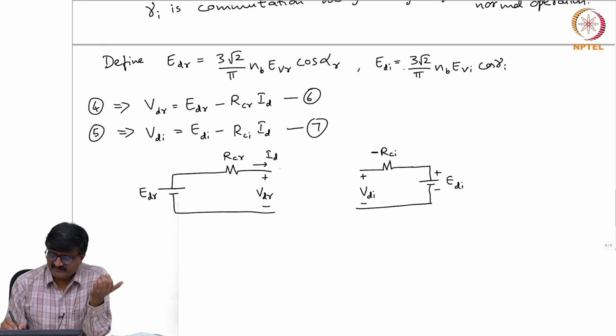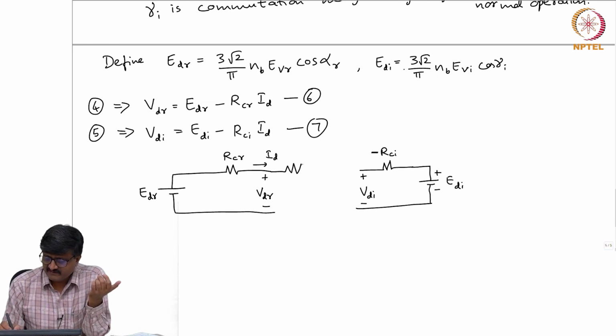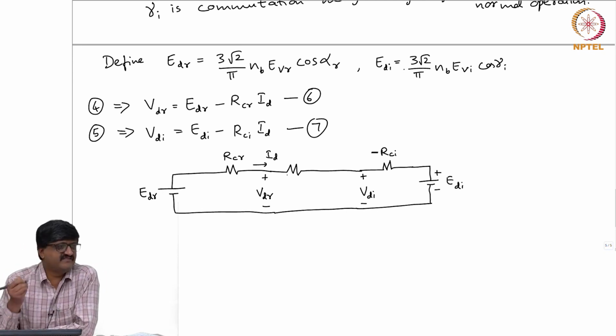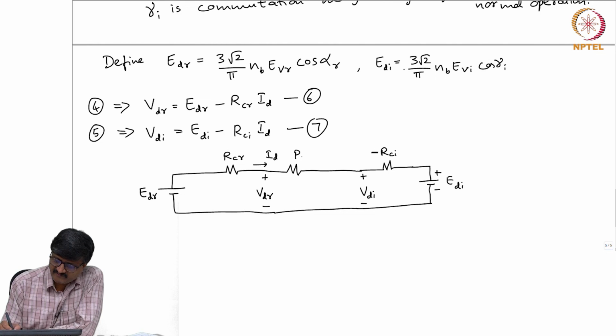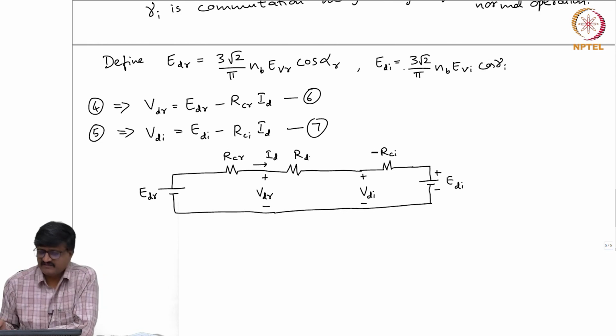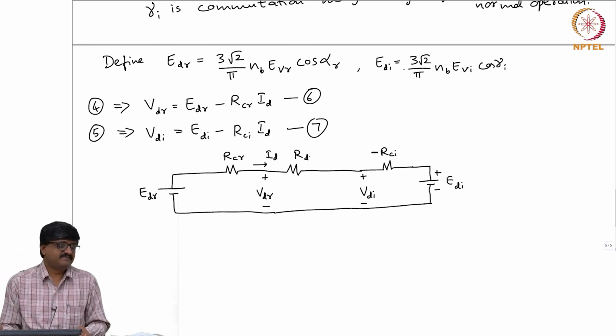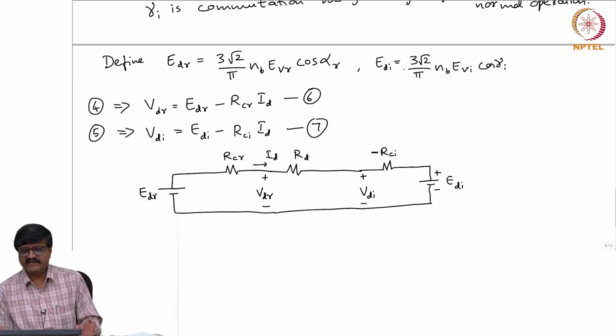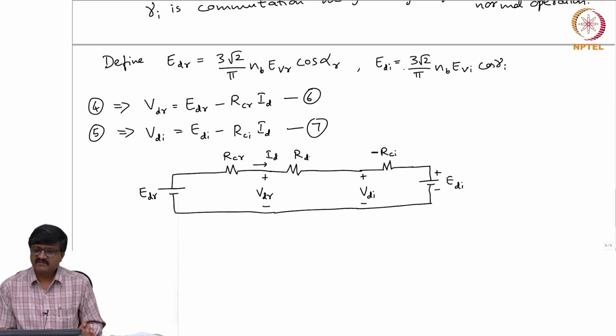Whether there is a transmission line or not, we can represent the equipment between these two by a resistance. If there is no transmission line, this resistance is 0, that is all. I will use the notation RD for this resistance. So, this is the equivalent circuit corresponding to equations 6 and 7, after taking into account that a transmission line between the rectifier and inverter is represented by just a resistance. I will stop here.